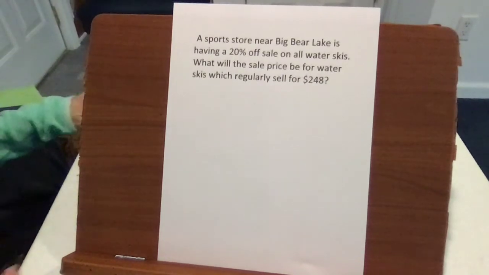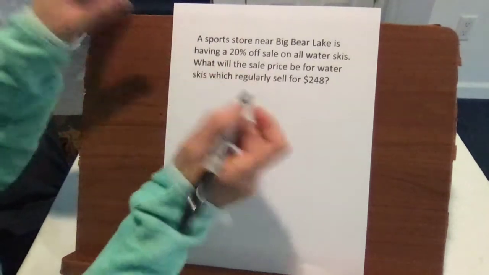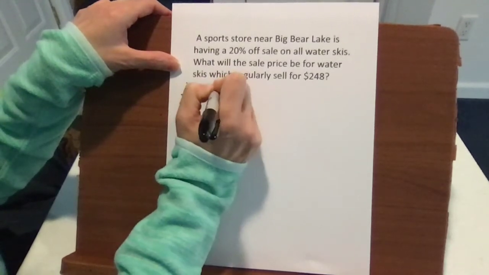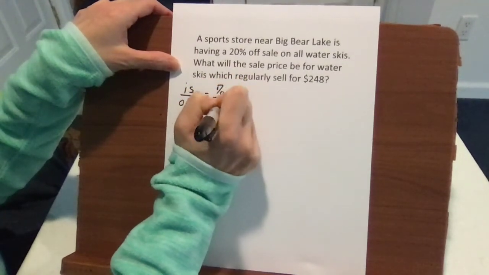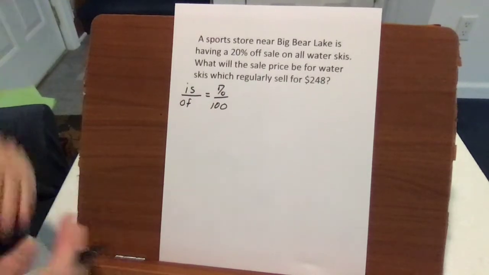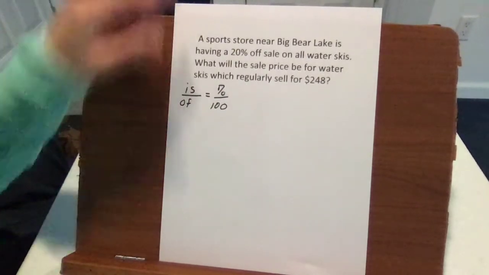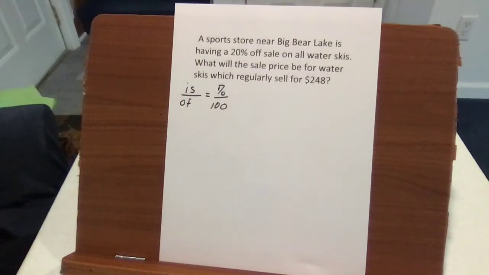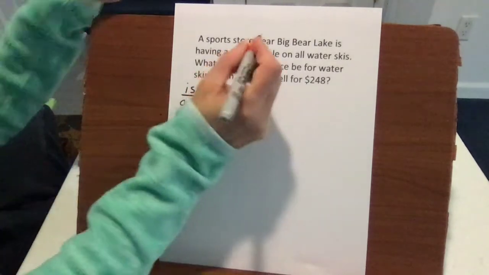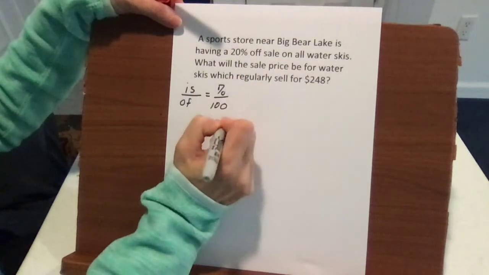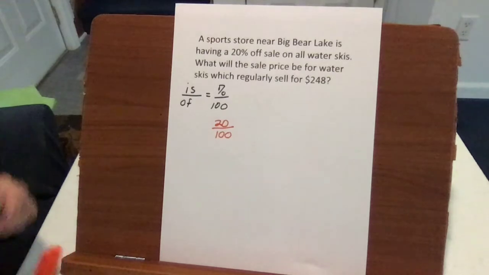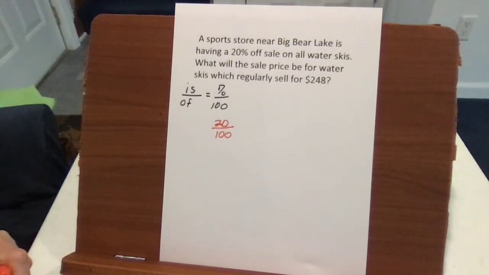Okay, so you have a couple of ways to do this. There's two methods. First is is over of equals percent over 100. That's our first one, and that's a proportion. So what we know is they're having a 20% off sale, so 20% will automatically go right into the percent. So this will be 20 over 100, and you don't have to change anything to a decimal.